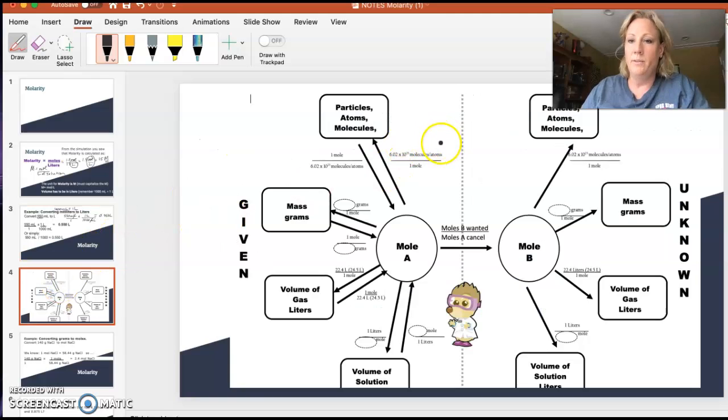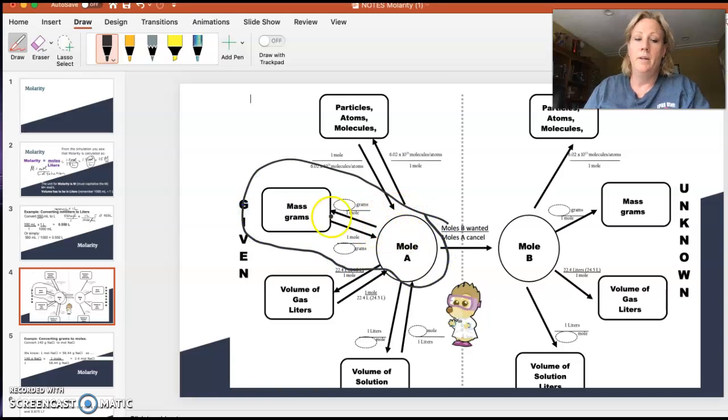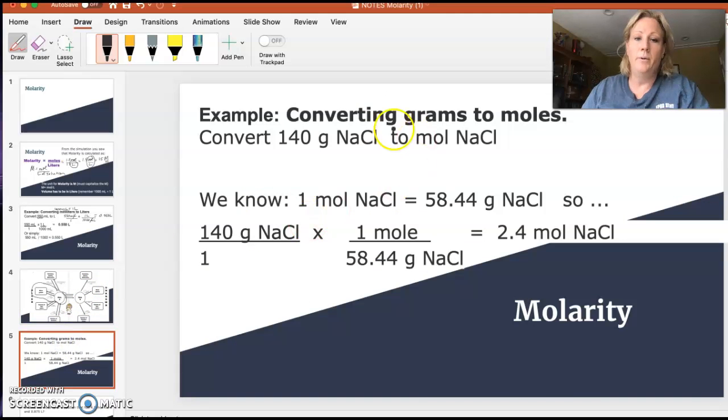We are going to be doing some mole conversions with molarity because it's moles per liter. There's times where I will give you the mass instead of the moles and you'll have to go to mole. So we'll be doing this conversion again. So let me show you that. So here would be an example.